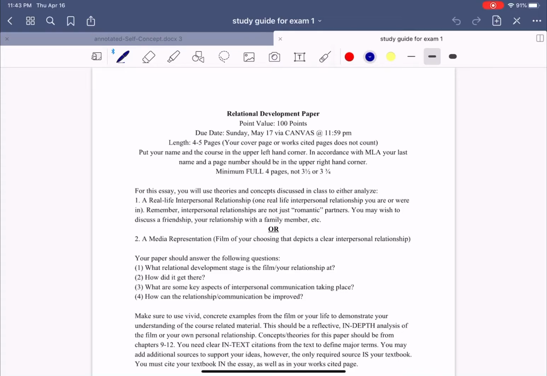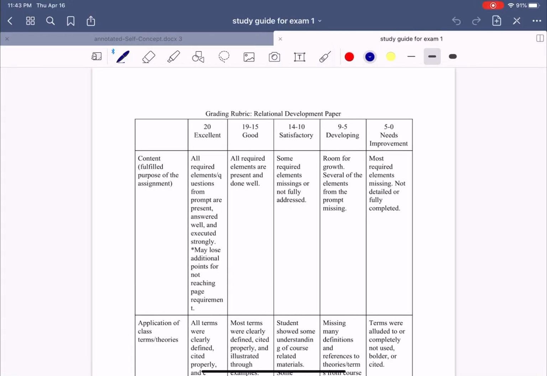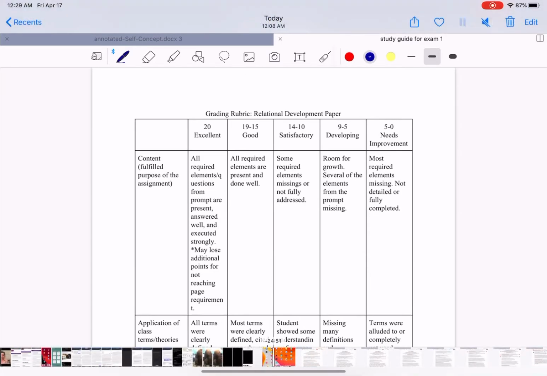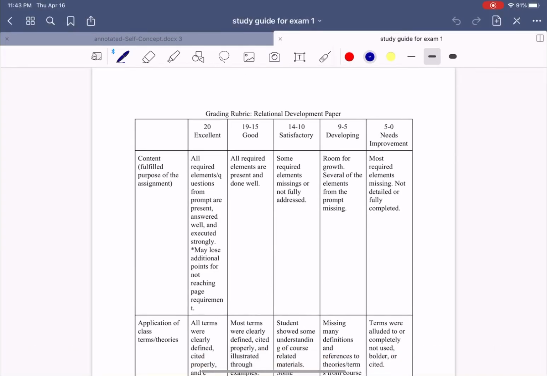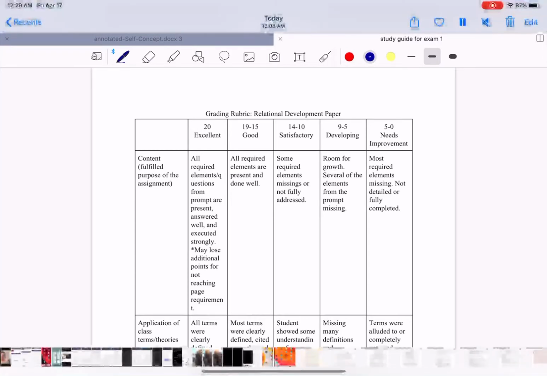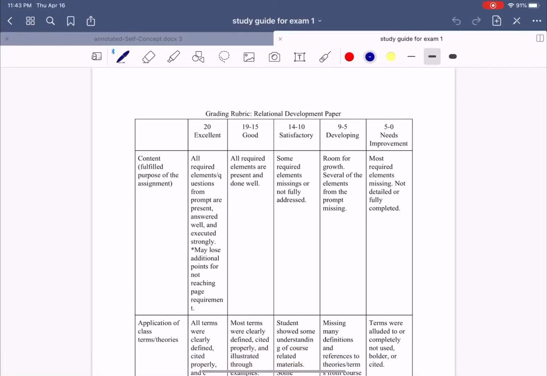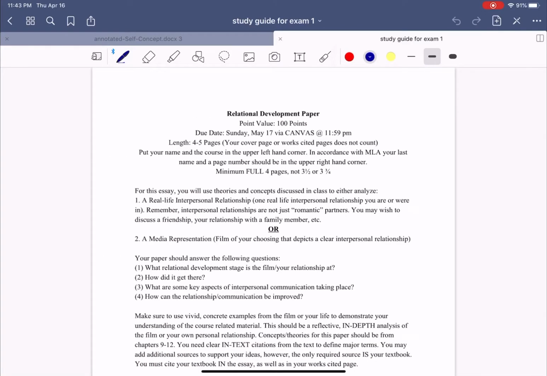What I wanted to do for this is give a brief review for your upcoming relational development paper and also go over some of the grading rubric guidelines as well. Normally I would distribute this in class and we would talk about it in person, but because we can't do that, I still wanted to go over the paper with you just because I remember being a student. I remember kind of just being given prompts and our professors were just like, figure it out. But I don't want it to be like that for all of you.